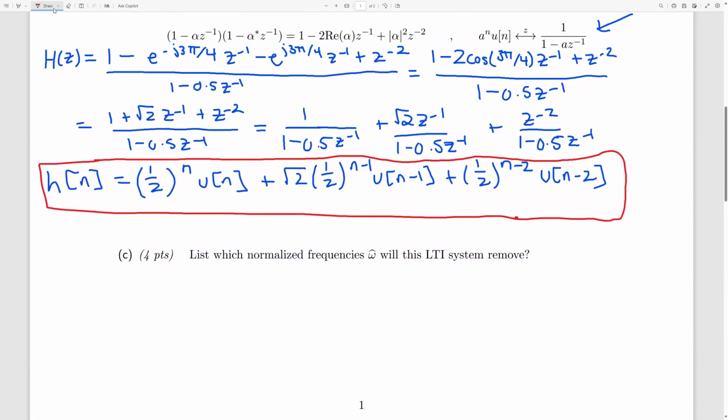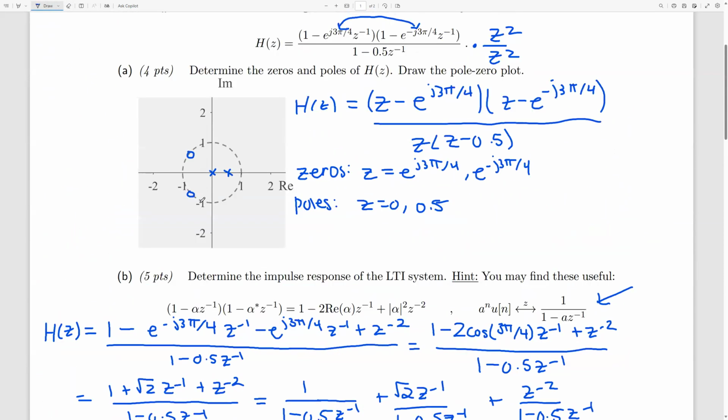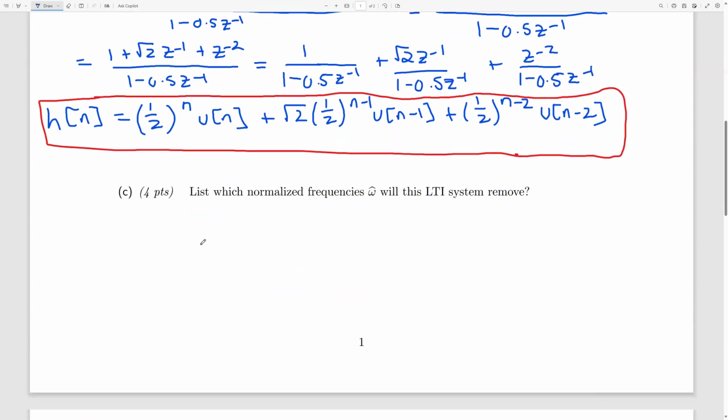Alrighty, next question. List which normalized frequencies of omega hat this will remove. So obviously those are just the zeros. So that's 3 pi over 4 and negative 3 pi over 4. So there's your answer.